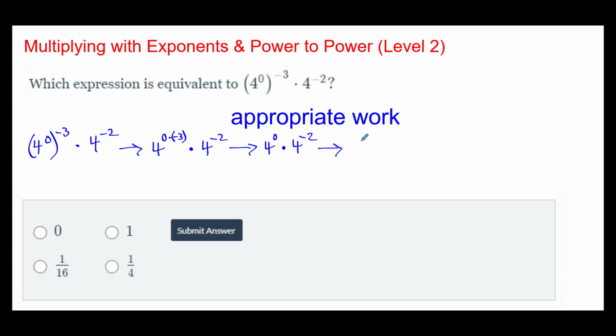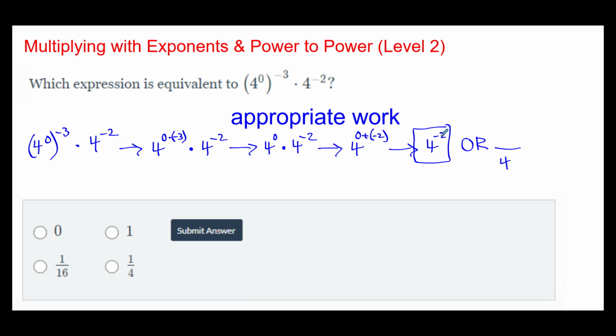And when we have the same base, we add the exponents. So I'm going to write 4 to the power of 0, add, in this case, negative 2. And 0 add negative 2 is negative 2, so I would have 4 to the power of negative 2. And again, that's a viable choice for our option. I don't see that, and in fact, it looks like we've got two fractions down here, so we're probably just going to have to go ahead and write this as the reciprocal.